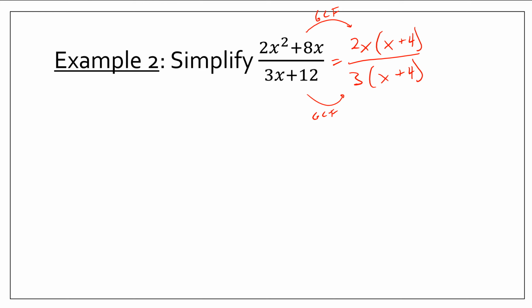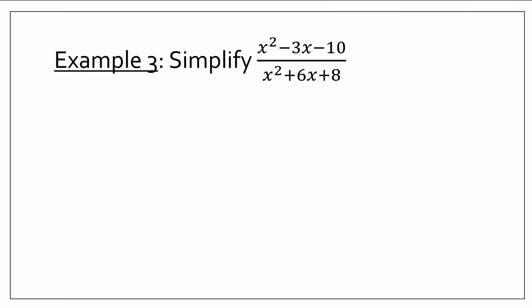Hey, do I see anything I can cancel? I have a 2x times an x plus 4. I have a 3 times an x plus 4. These x plus 4s will cancel, leaving me with just 2x over 3. Pretty cool. And I could do it because I had multiplication. This was something that had been multiplying the rest of the stuff. And since it was identical on the top and the bottom, I could cancel it. We're going to just do one final example. This is a short video.